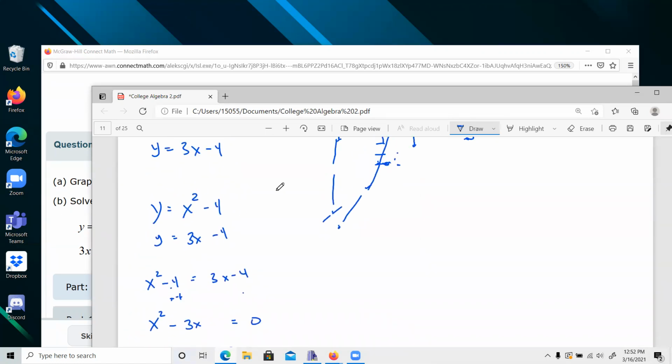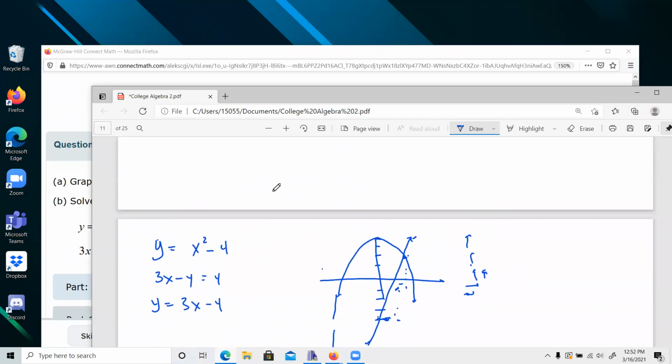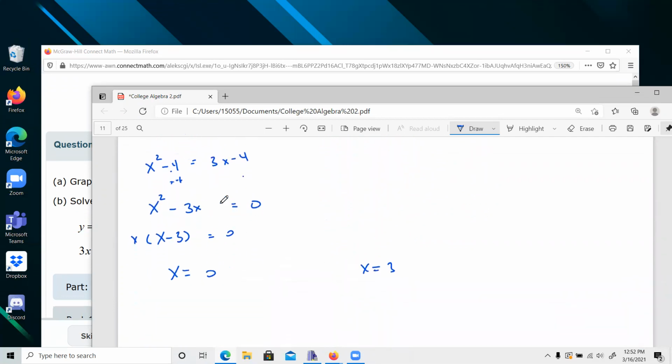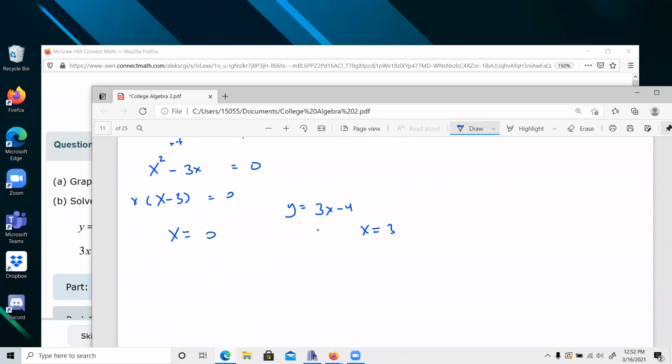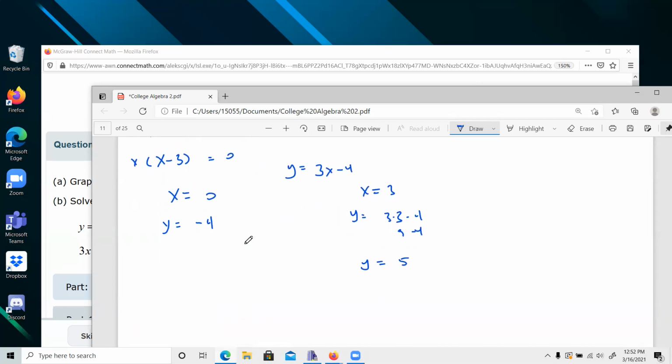You can pick either of these two equations all the way back up here, or any other representation of those equations, to plug in for y. I'm going to pick the line because I think lines are easier. So y is equal to 3x minus 4. When x equals 0, y is equal to negative 4. When x equals 3, then y is equal to 3 times 3 minus 4, 9 minus 4, y is equal to 5. So my two solutions here are (0, negative 4) and (3, 5).